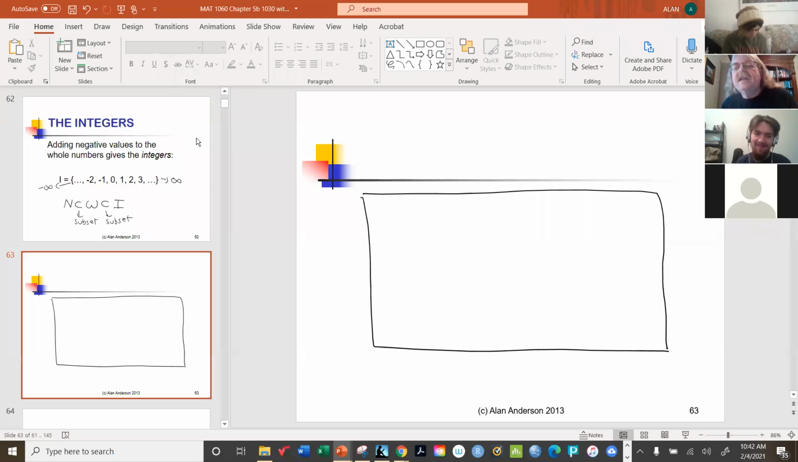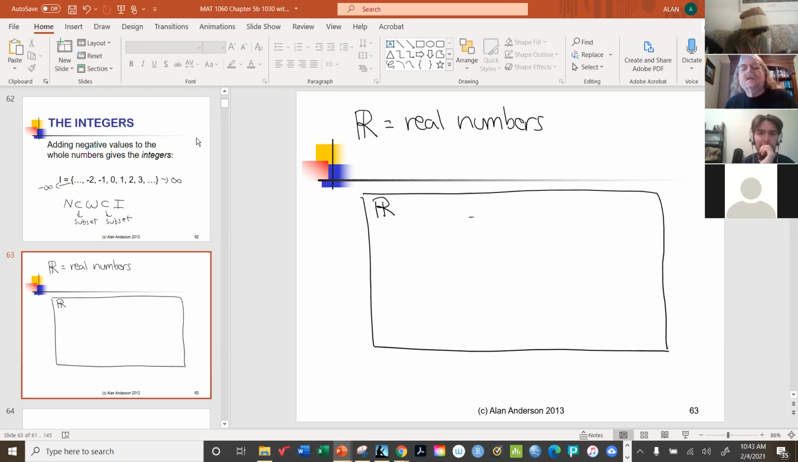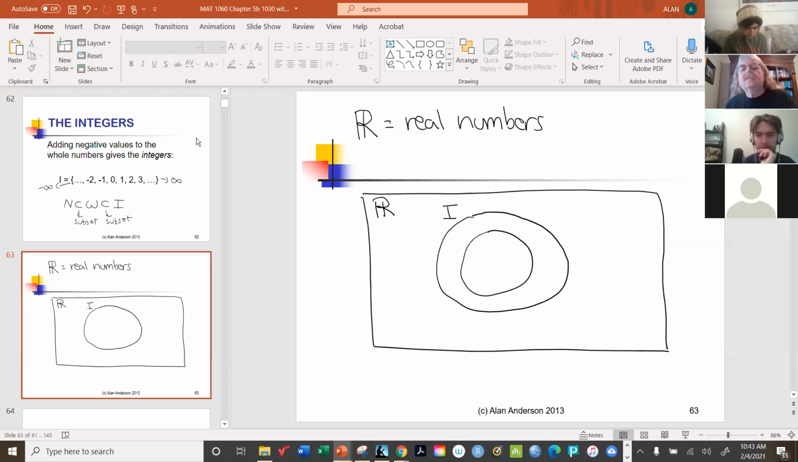So the box will contain all the real numbers. By the way, I forgot to mention this yesterday. We often see this symbol, this cool R, used to represent the real numbers. This box contains all the real numbers. Now, we're going to use circles to represent sets. This is the integers. This will be the whole numbers. And these will be the natural numbers.